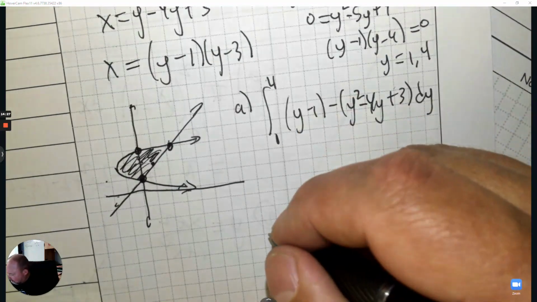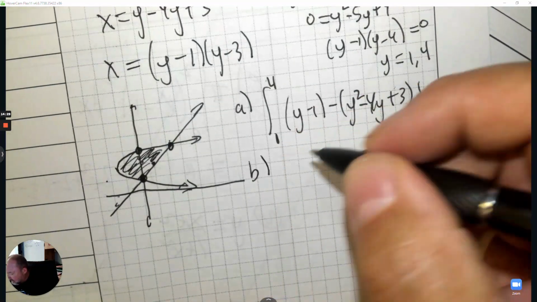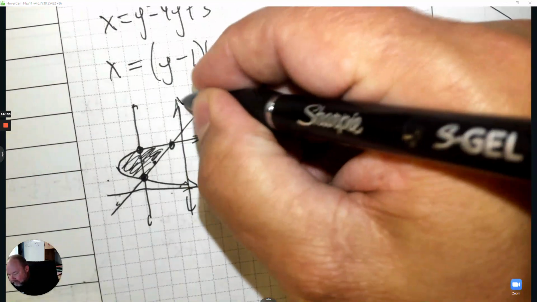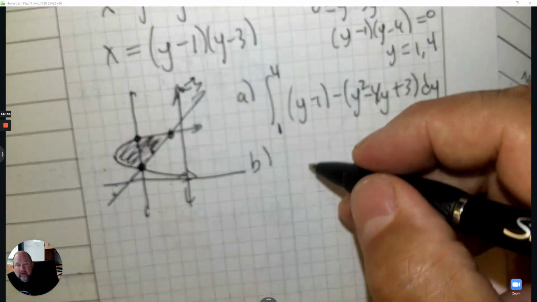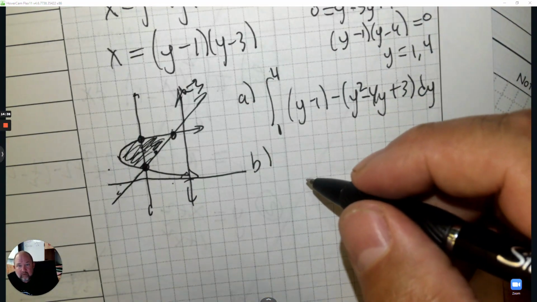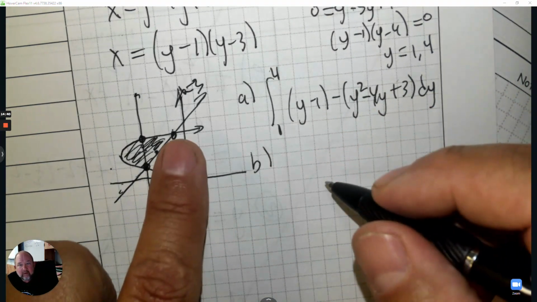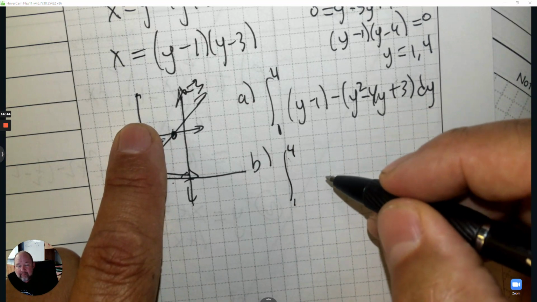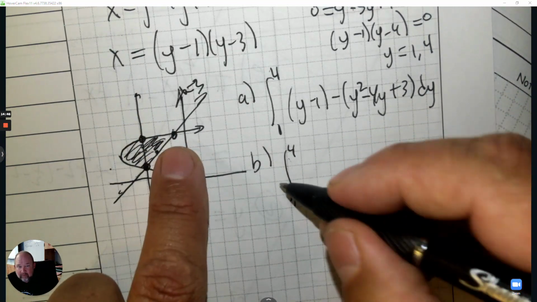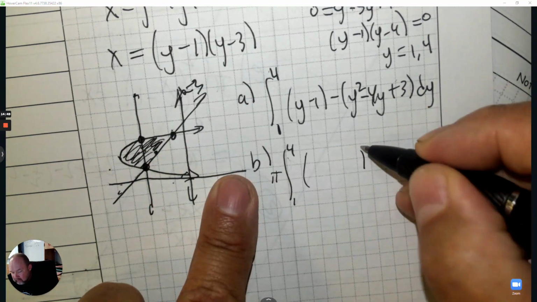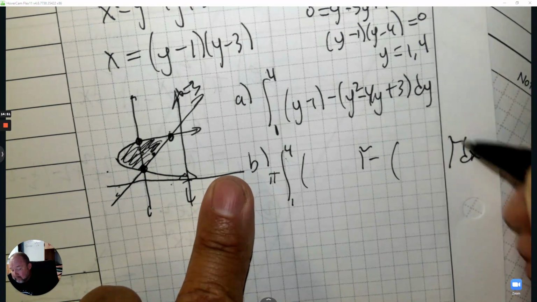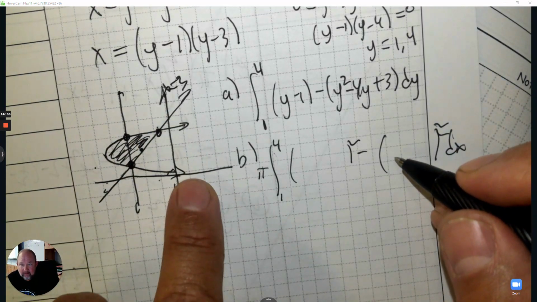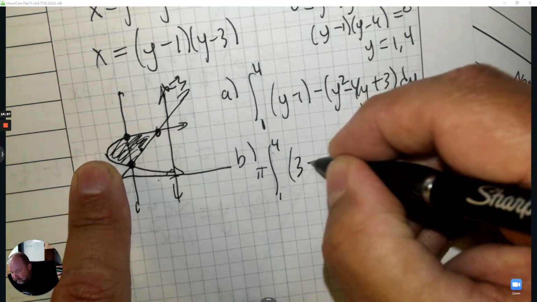Part B. We're going to revolve that around the line x equals 3. So 1, 2, 3, this line right here. So now our bounds, in terms of that, our bounds are going to stay the same. It goes 1 to 4. And now there's a space there. So that means that there are two radii, a big radius and a small radius. So the big radius, right subtract left, is going to be 3 subtract the curve. That's the big radius.